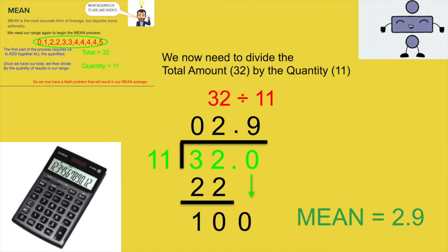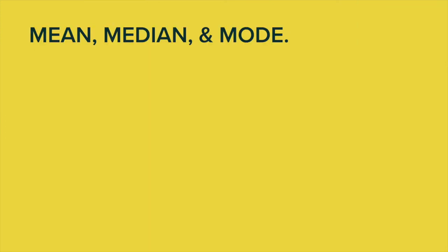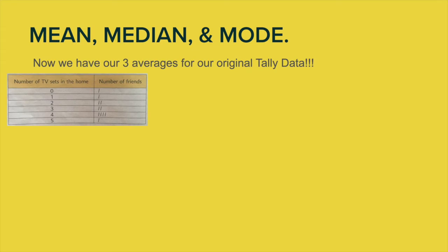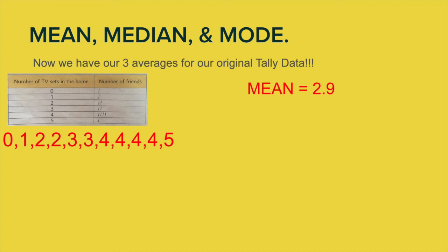All right. So that's mean, median, and mode. We now have our 3 averages, okay, from our original tally data. So the data you all collected, okay, or the data on this tally, we now have our averages. It's very important, okay? Remember the example I gave you at the beginning of the video. So that's the original tally. We then created a range, and then we have our mean, which is 2.9, our median, which is 3.5, and our mode, which is 4.